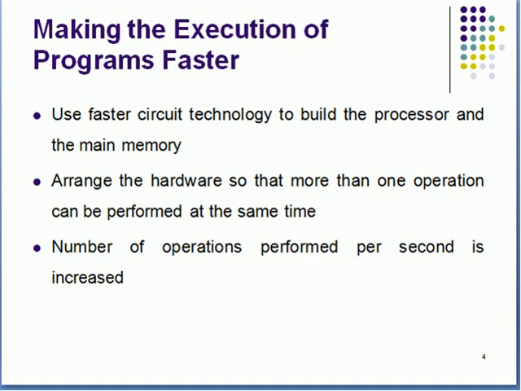So what are the methods by which you can make your processor execute programs at a faster rate? Use faster circuit technology to build your processor and the main memory. Or you can arrange the hardware so that more than one operation can be performed at the same time. This will increase your processing speed, and the number of operations performed per second can also be increased. So these are the different ways in which we can make the system execute functions at a faster rate.